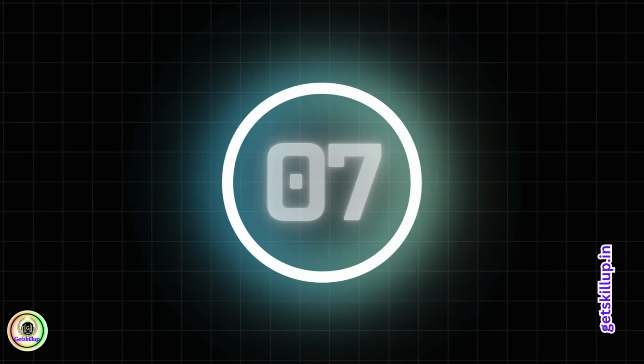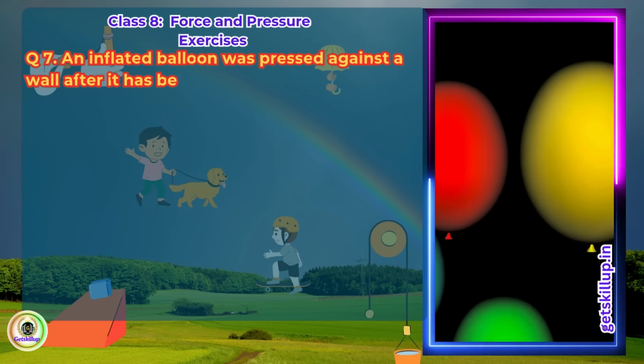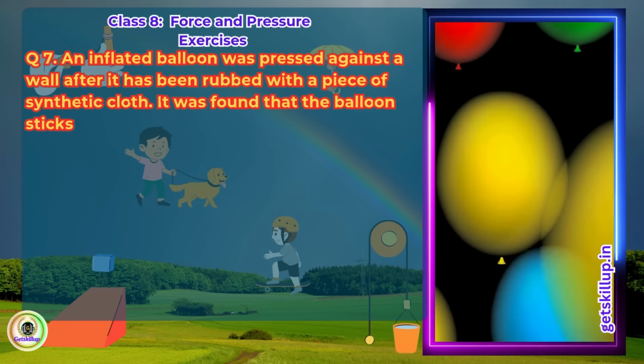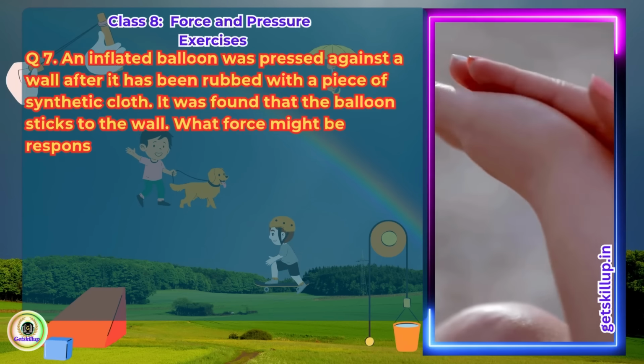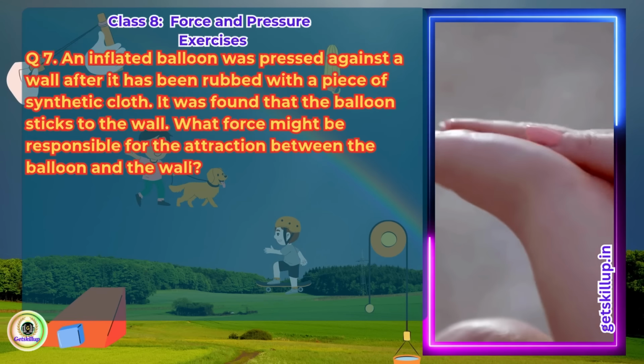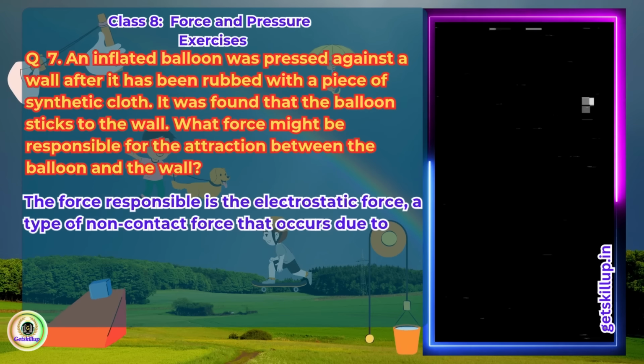Question 7. An inflated balloon was pressed against a wall after it has been rubbed with a piece of synthetic cloth. It was found that the balloon sticks to the wall. What force might be responsible for the attraction between the balloon and the wall? Answer. The electrostatic force is responsible for the attraction between the rubbed balloon and the wall.